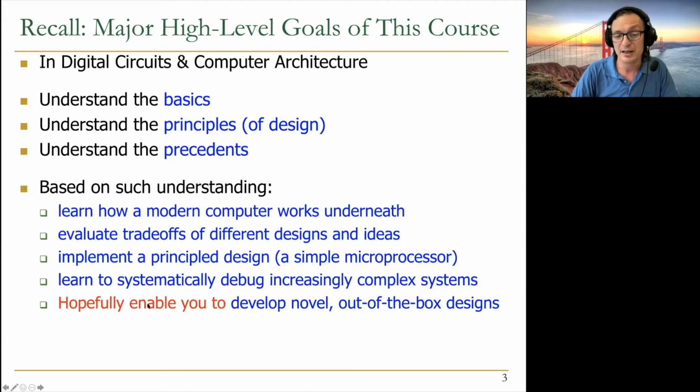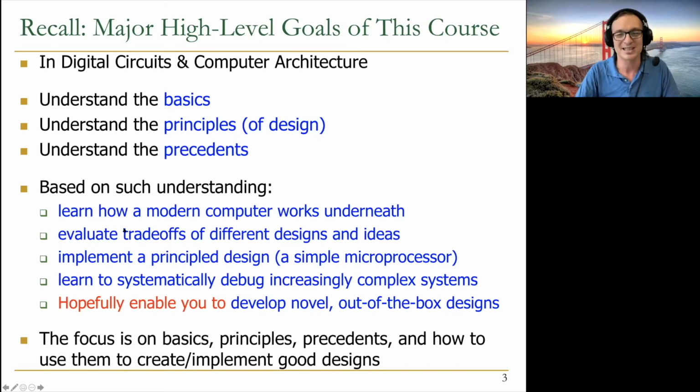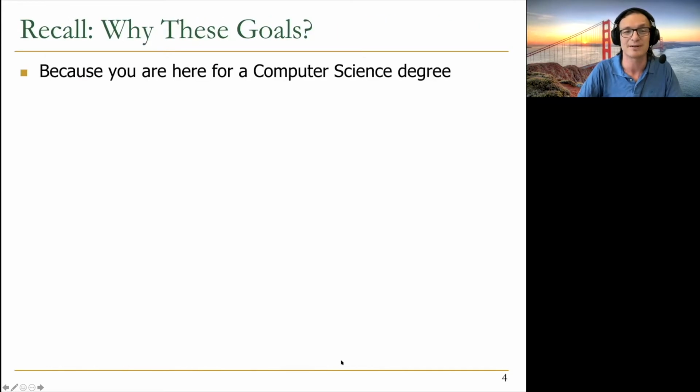And hopefully some of you have actually been developing ideas. Maybe some others have been developing ideas and they have not been vocal about it. That's perfectly fine. But hopefully this course has set the stage so that you can develop new out-of-the-box designs and solutions to problems. Remember, we started with solutions to problems in the first lecture. Computing is all about solving problems. So hopefully we've actually achieved that as well. So, again, this is a slide from the first or second lecture, I think. The focus was on basics, principles, and precedents, and how to use them to create and implement good designs. And I think over the course of 26 lectures, we've covered them.